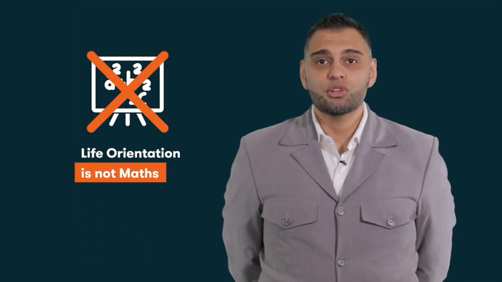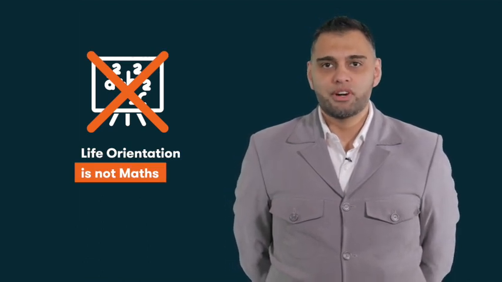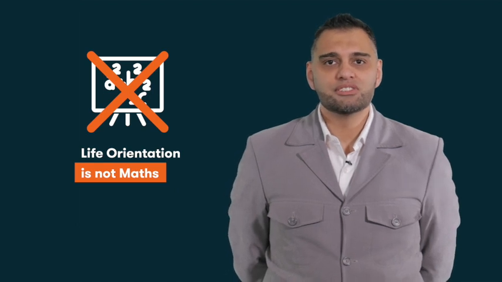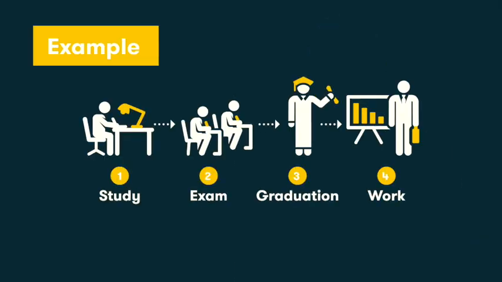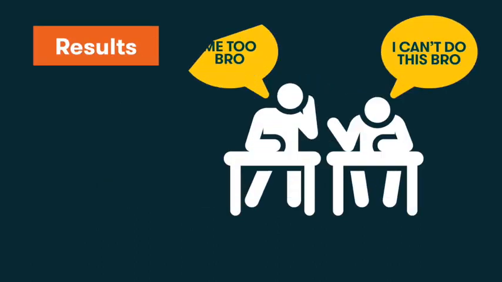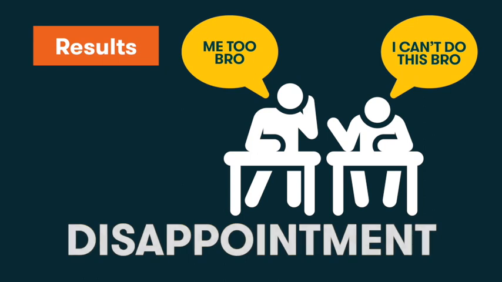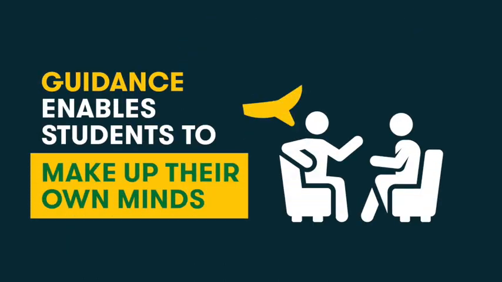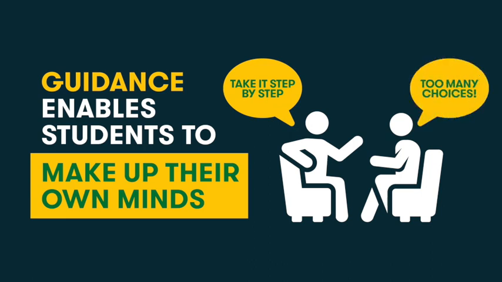Life orientation is not math. There's no one right answer. Your teachings need to allow room for engagement and criticism from your students, and you need to be prepared for that. For example, telling students that the only way that they can get a job is by following a set of rules that you lay out is not helpful and sets learners up for disappointment. Be open to exceptions. Guidance allows students to make up their own minds and embrace their own opinions where instructive teaching does not.